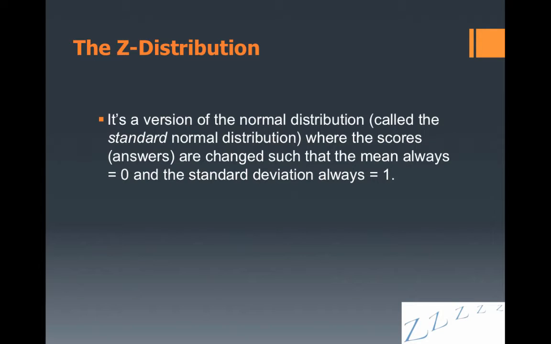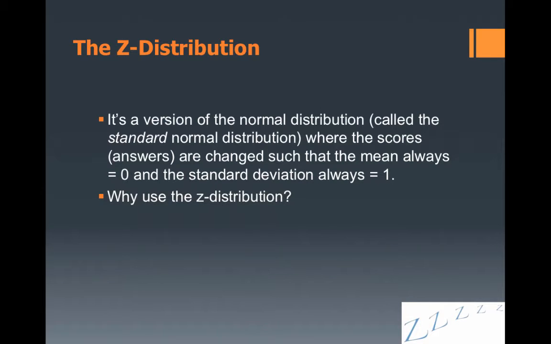Okay, so now let's talk about specifically the z-distribution, which relates to z-scores. The z-distribution is a version of the normal distribution, called the standard normal distribution, where the scores or the answers or responses, again, these are all ungrouped interval ratio variables, so the numbers that you get, your data, those raw scores are changed in such a way that the mean is always going to be reset to 0, and the standard deviation unit is always going to be equal to 1.